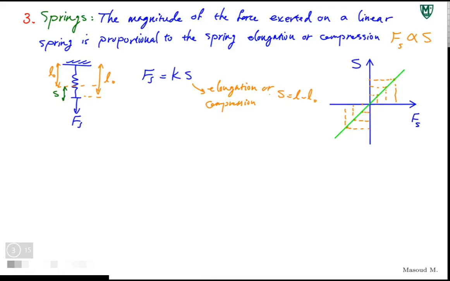Right? In this case, it's elongation, so S is positive. If it's compression, S is going to be negative. Right? F is the force in the spring, and K is something new. It's called the spring constant, or a spring stiffness.